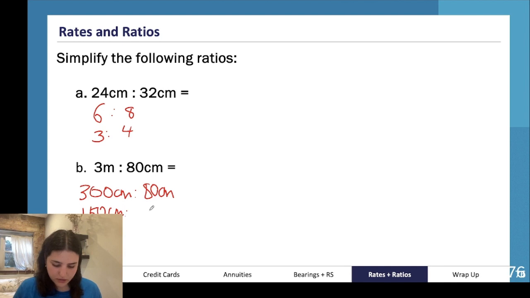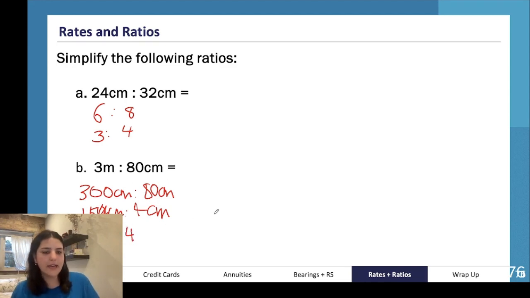That doesn't work. Okay, we'll go down by 20. So 300, we can do 15 centimeters, and this would go down, if we divide 80 by 20, we're going to get 4 centimeters. So 15 centimeters down to 4 centimeters, and we can't really get any lower than that. So it'll be 15 to 4, like that. And remember, you don't reverse the order because the front is now bigger than the back. It has to still represent this exact same ratio.